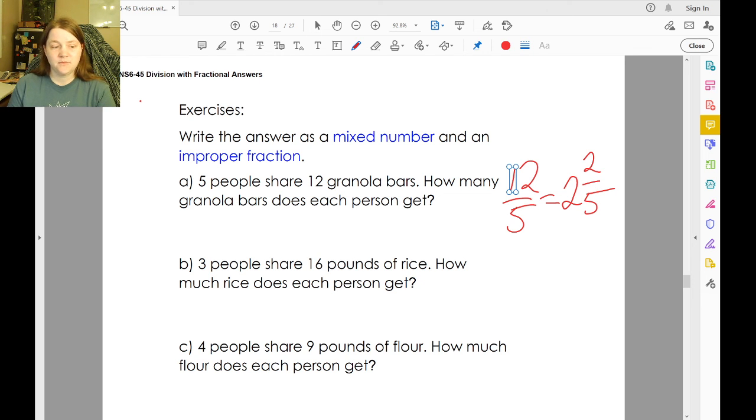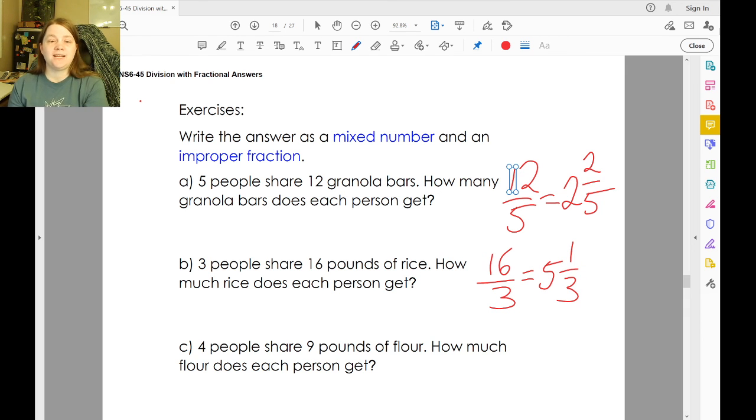Let's talk about 3 people sharing 16 pounds of rice. There's 16 pounds of rice split up amongst 3 people. Which means, how many times can I get a full pound of rice out of that? 3, 6, 9, 12, 15. That's 5 times. And 15 is 1 away from 16, so that's 5 1/3.